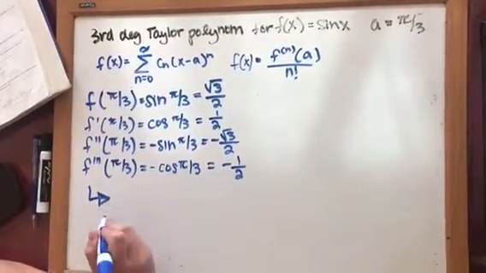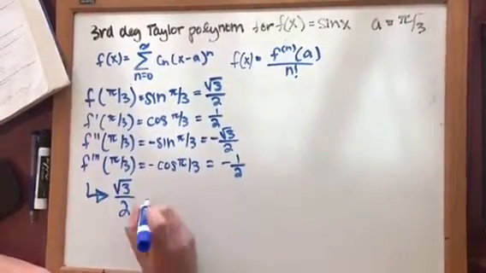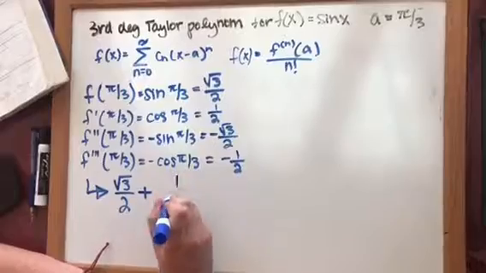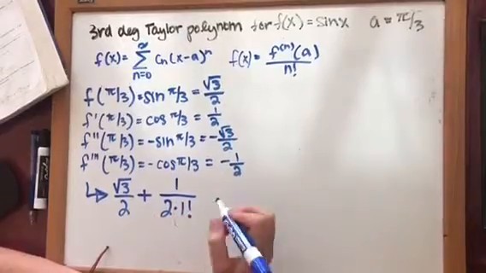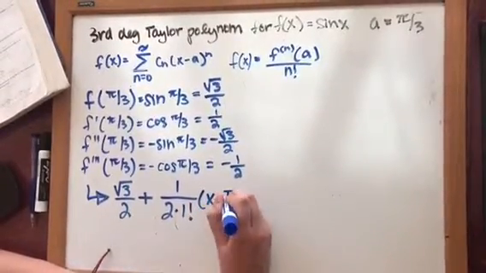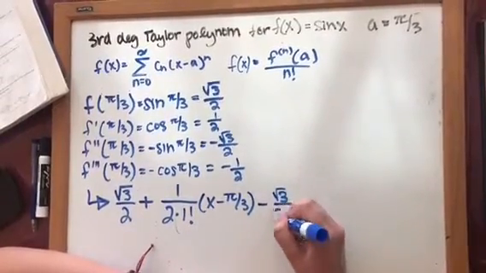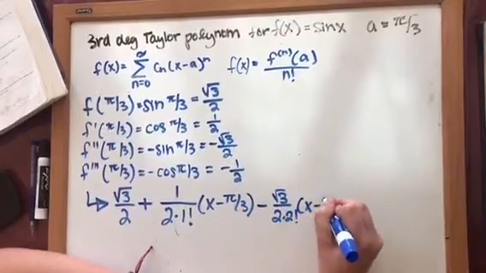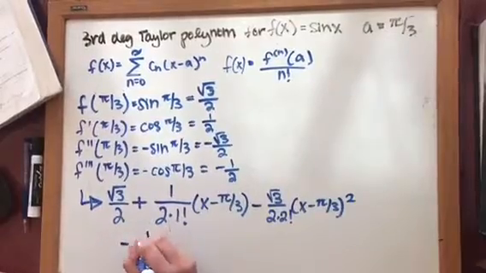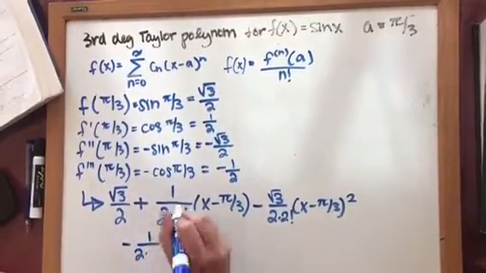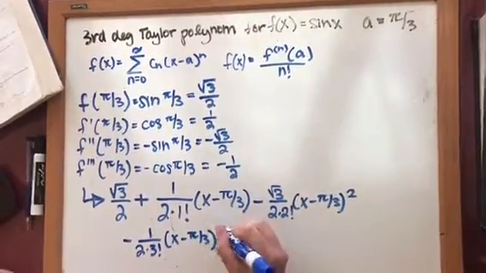So we're going to have f of pi over 3, which is square root of 3 over 2, plus 1/2 times, n factorial but this is 1 at this point, times x minus pi over 3 to the first power. Second term, the second power, and then our last term is going to be 1/2, and then 3 factorial times x minus pi over 3 to the third power.